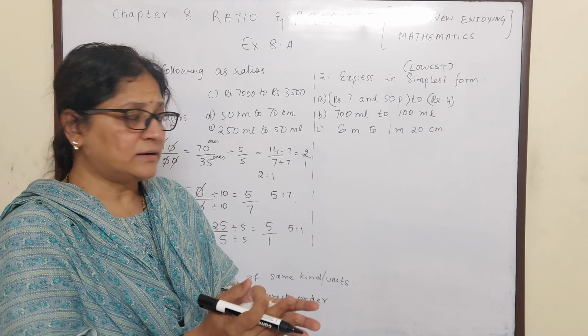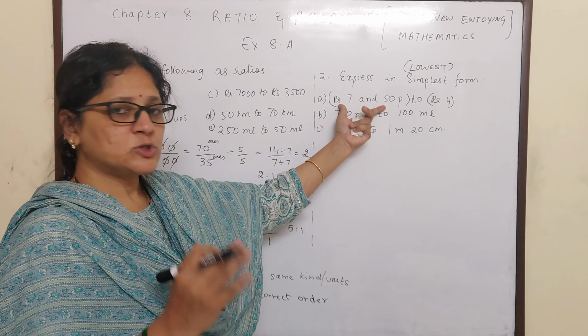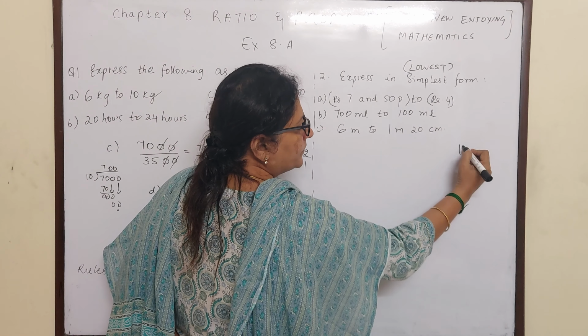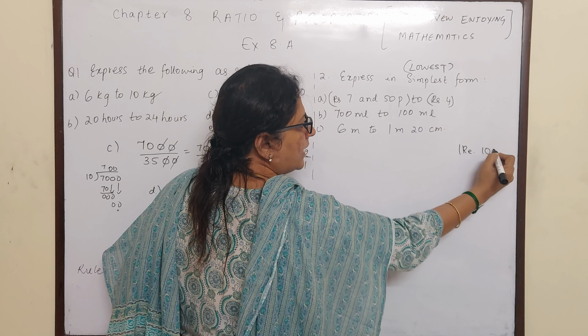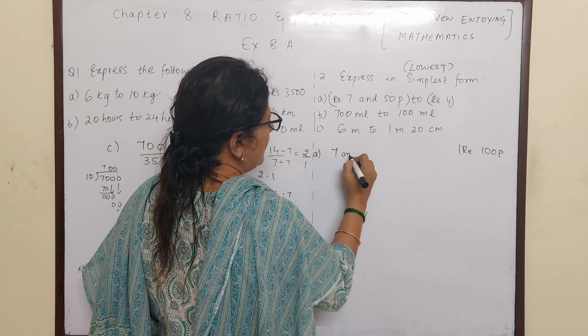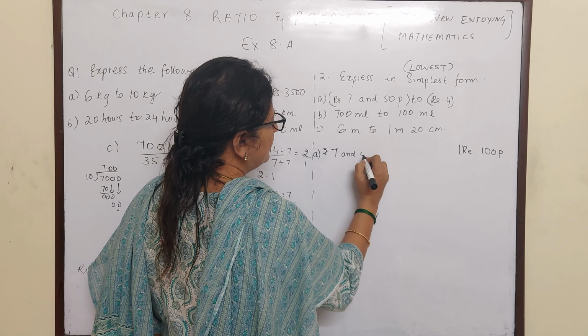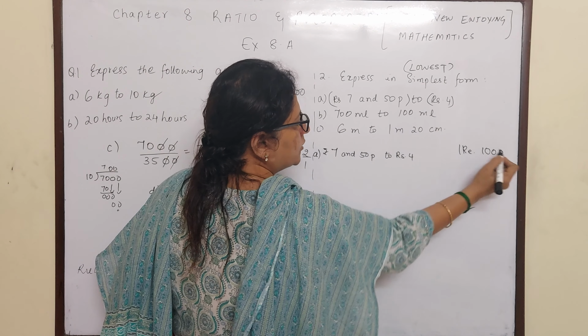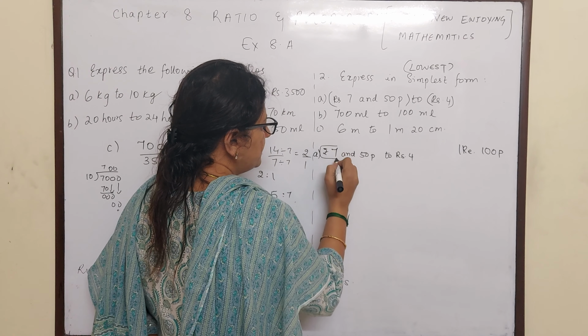So how can we do that? We can bring this to paise. We can bring these also to paise. Now we know that 1 rupee is equal to 100 paise, right? I'll write the question here. Rupees 7 and 50 paise to 4 rupees. So 1 rupee is 100 paise. So how much will be 7 rupees?